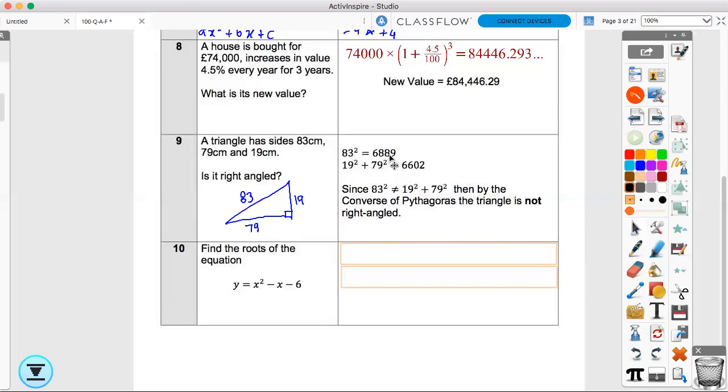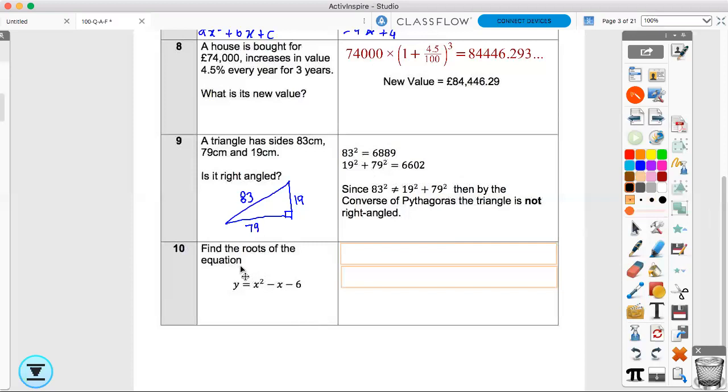That 6889 is different than 6602, or 83 square is different than 19 square plus 79 square. And because of that, this is not a right angle. Whereas if they were equal, you would say, since they're equal, I have a right angle triangle. Next one, remember I told you, use your formula sheet.